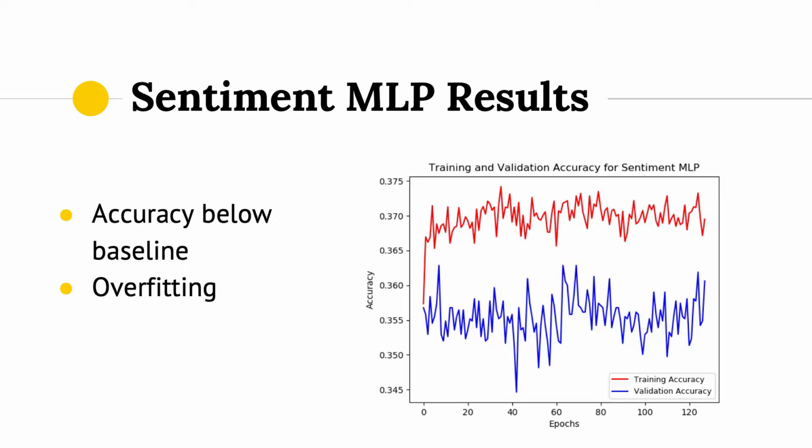The red line, the training accuracy, is higher than the validation accuracy, which is an example of overfitting, where our network was simply memorizing the training data and could not generalize as well to the validation data.